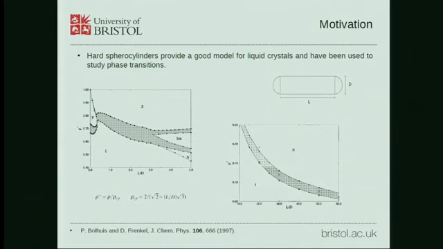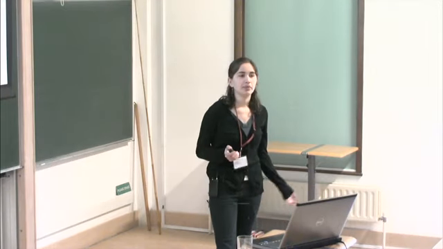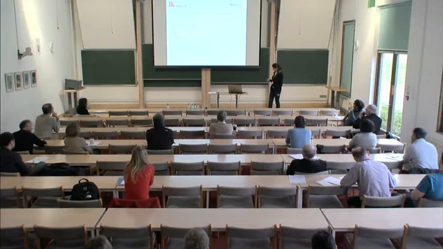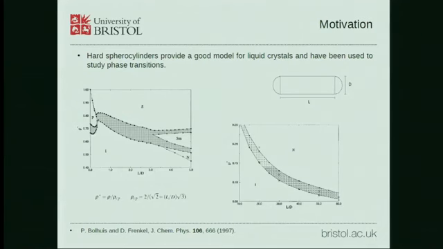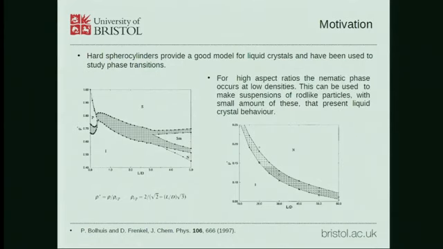What is important in this system is the aspect ratio of the sphere cylinders, L over D, with L being the length of the sphere cylinder and D being the diameter. What is important for me is that when you have a high aspect ratio, above 10, you start having the liquid crystal behavior at a lower density. So this means that we can apply this to colloidal liquid crystals, and with fewer particles you can have this liquid crystal behavior.